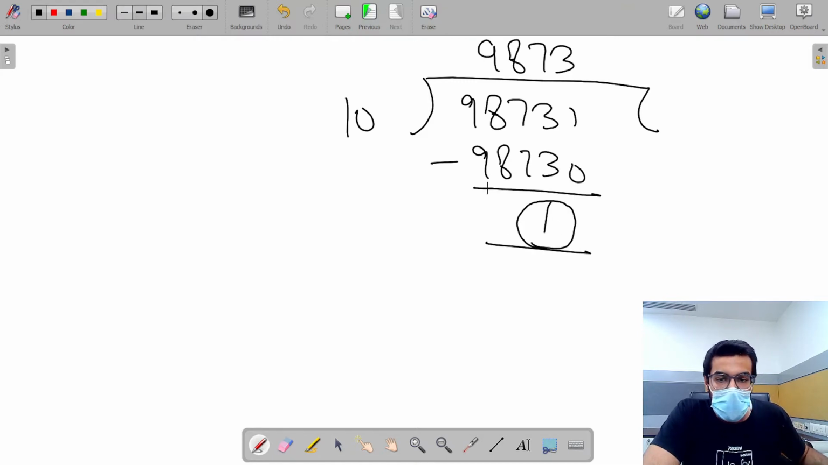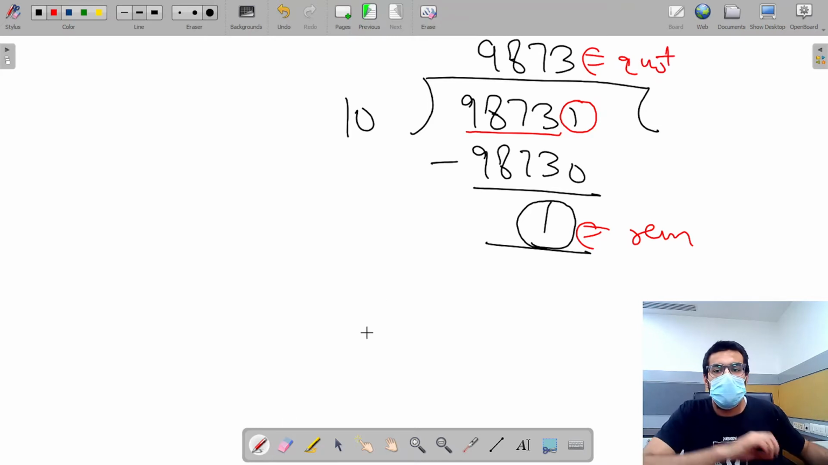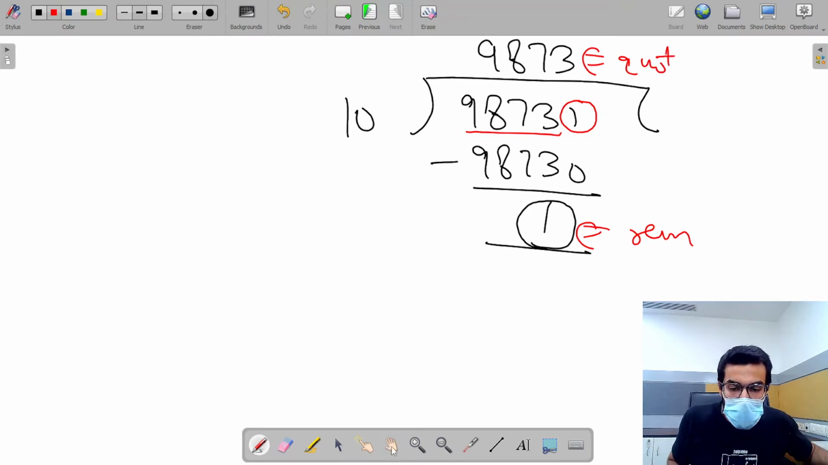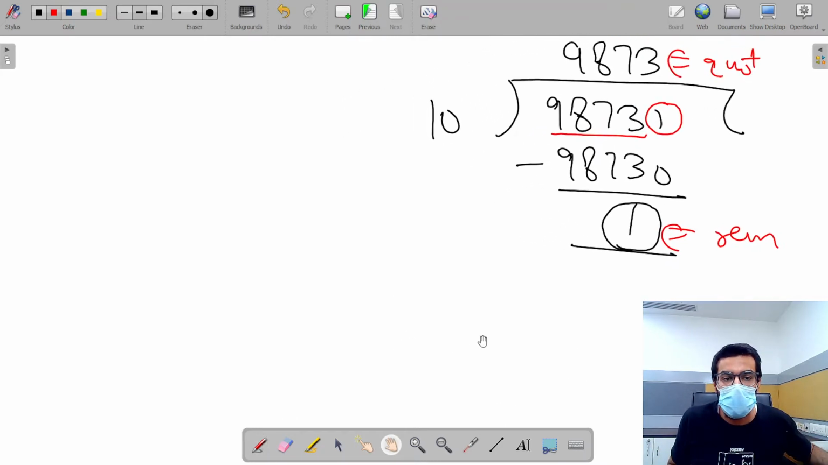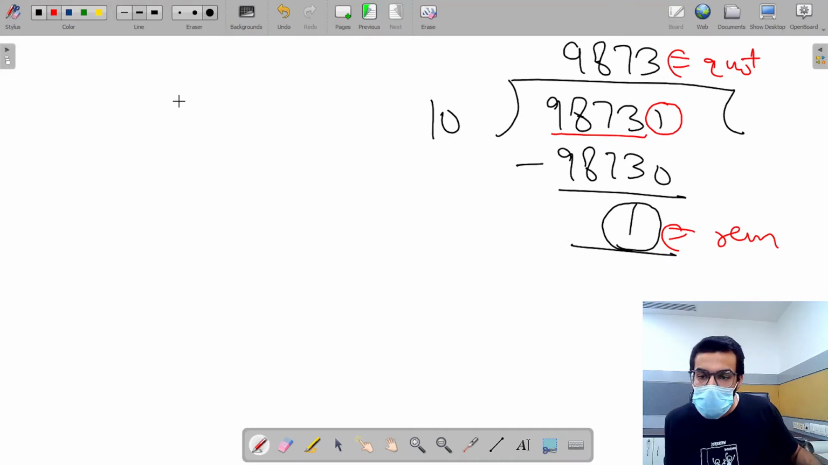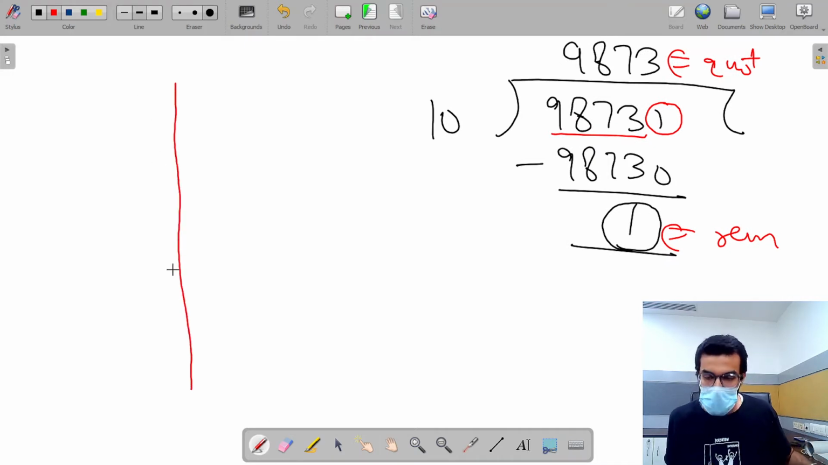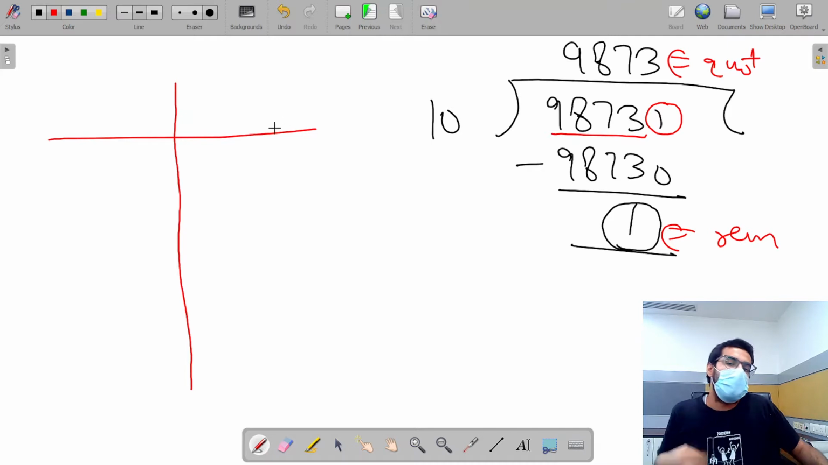Now we can take one simple observation from this: whenever we divide a number by 10, the last digit of that number becomes the remainder and the remaining digits become the quotient. This is the hint, and you can take this hint and start solving this problem. Now I'm going to tell you further. I'm going to approach the solution now.